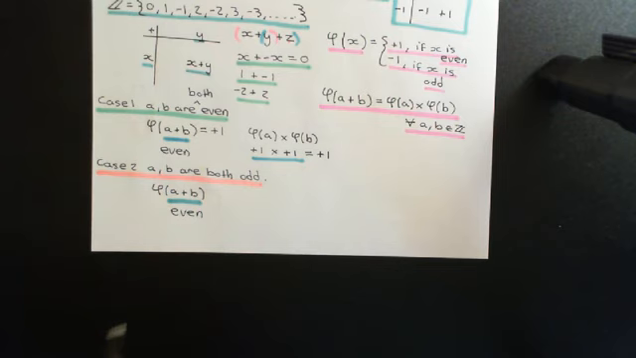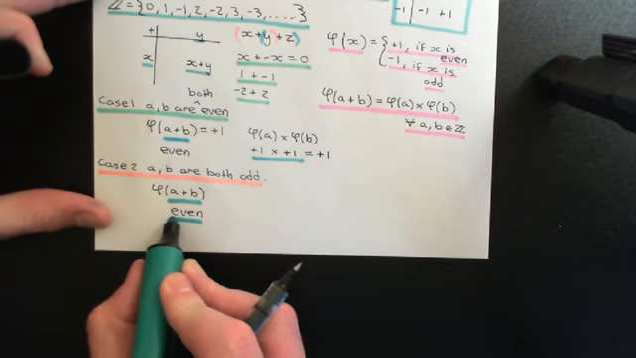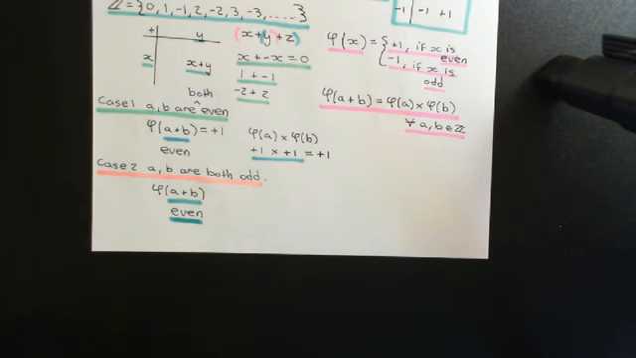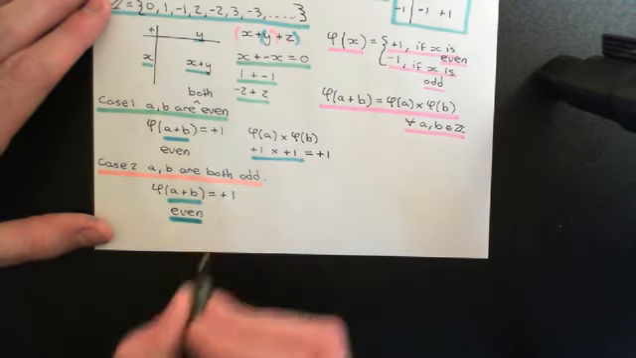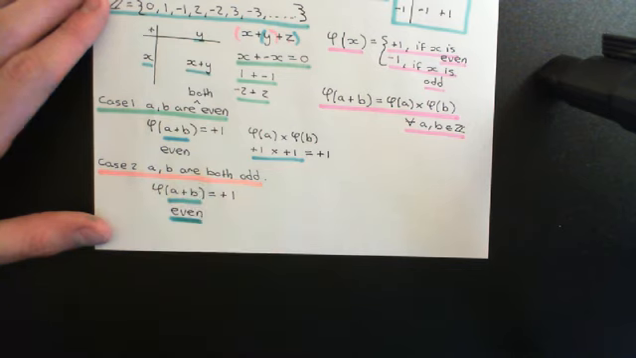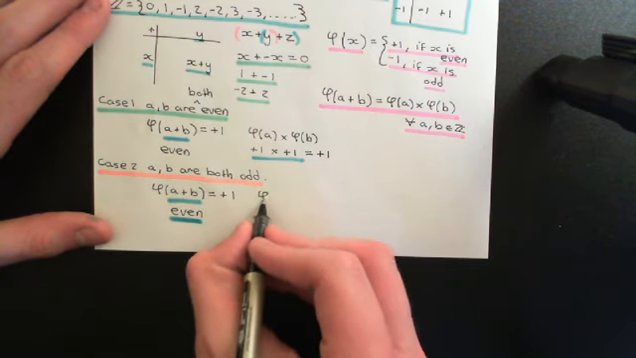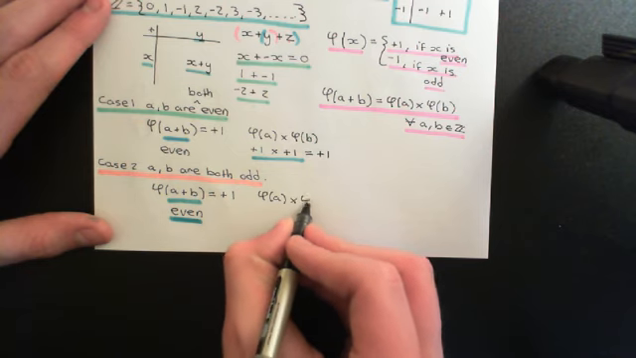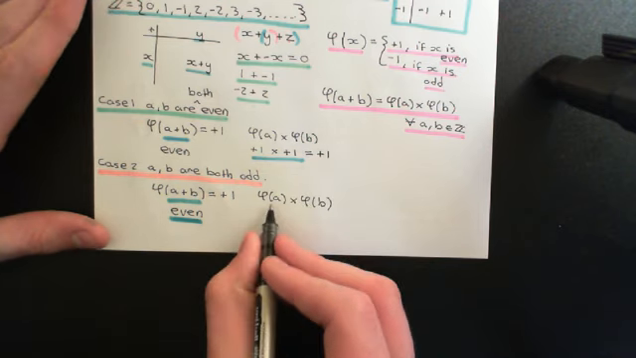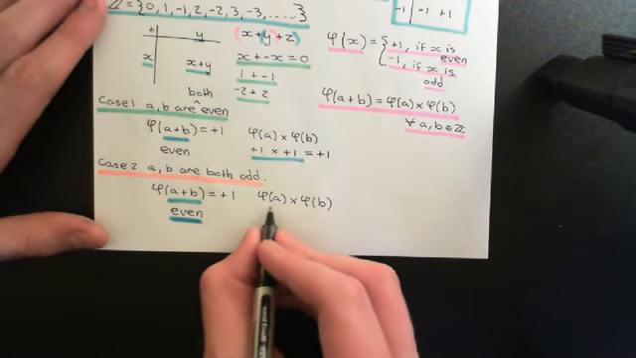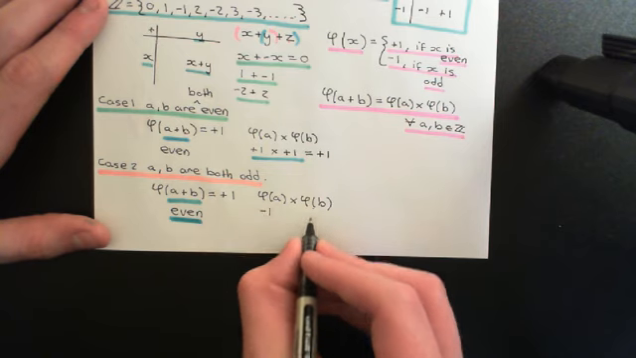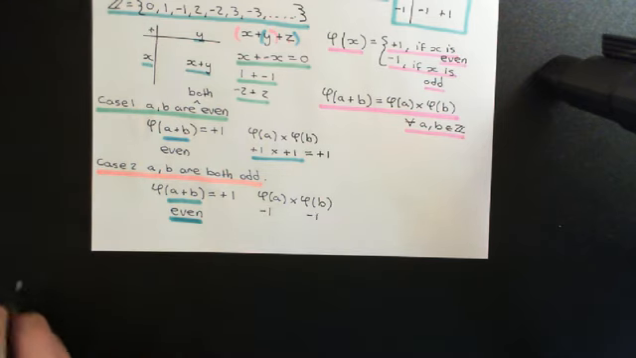So whenever little a and b are both odd, it's always going to be the case that a plus b is even, no matter what little a and b actually are. As long as they're both odd, then this is even. So again, that means that phi of a plus b is always going to equal plus 1 if a and b are both odd. So that's the left-hand side done. Now let's do the right-hand side. We've got phi of a times phi of b here. Now if both little a and little b are odd, then phi of little a is going to equal negative 1, and phi of little b is going to equal negative 1, because odd numbers go to negative 1 under my mapping.